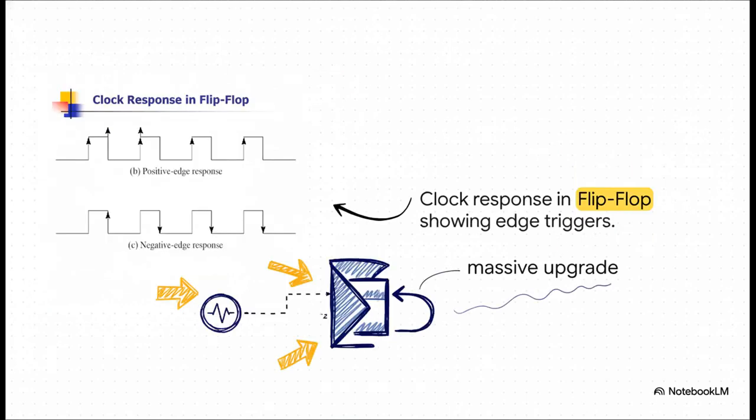To fix that noise problem, we rely on a massive upgrade known as edge triggering. Check out the little arrows on those waveforms. Instead of leaving the door wide open for the entire duration of the pulse, a flip-flop strictly confines state changes to the very instant the clock signal transitions, either on the positive edge going up or the negative edge going down. It's instantaneous, it's precise, and it drastically cuts down on errors.